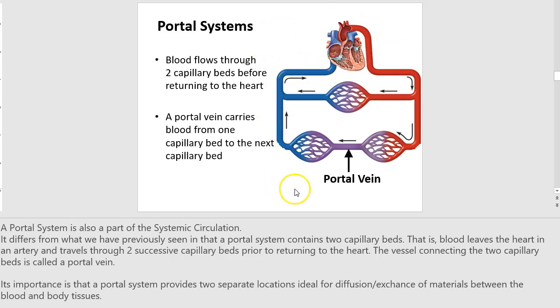So this picture that you're looking at here contrasts the regular systemic circuitry with the circuitry in a portal system. There's only one capillary bed usually between when the blood leaves the heart and then returns to the heart. In a portal system, the blood leaves the heart, goes through two capillary beds, and then returns.